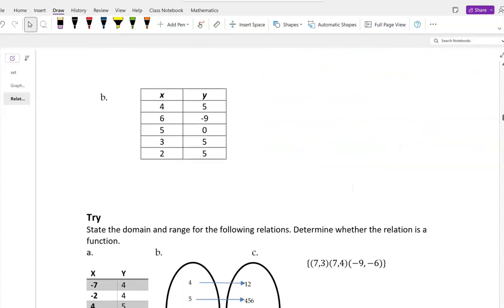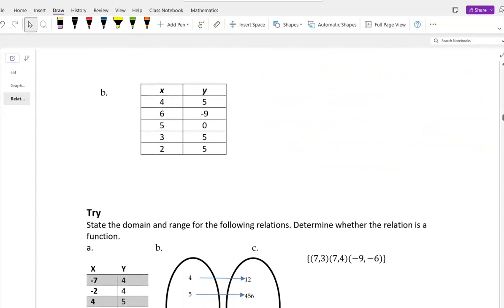By the way, you guys, anytime I'm going through this work, I think you should always pause before the next question and try it yourself. Okay, and then I will do it with you.